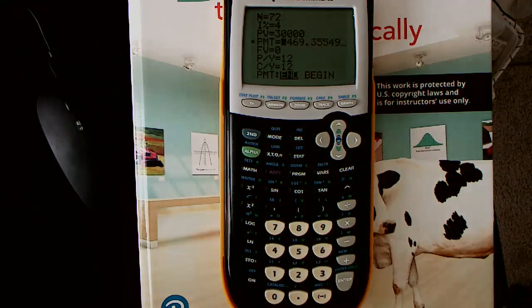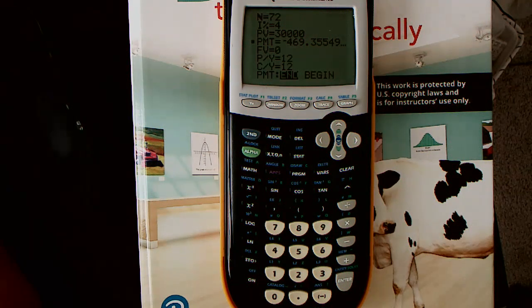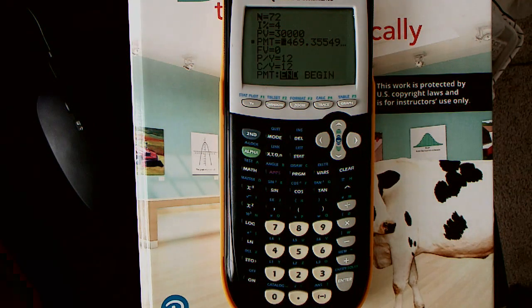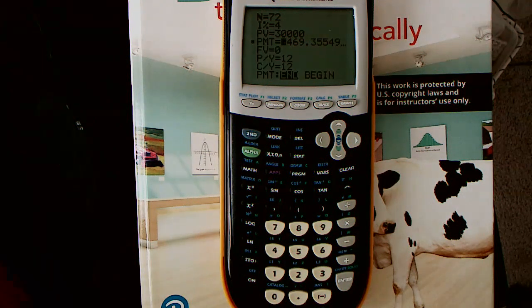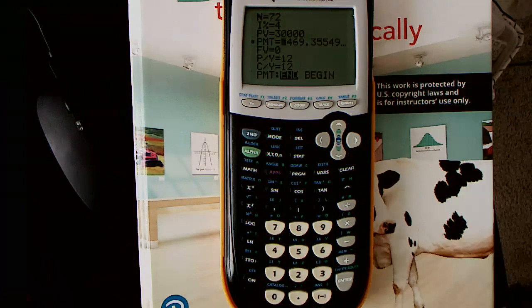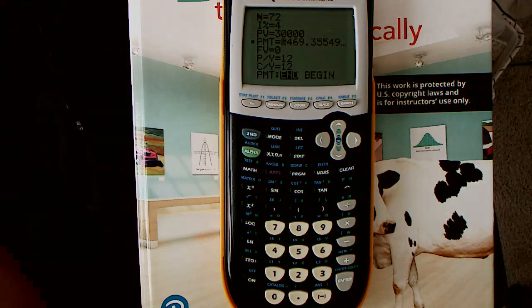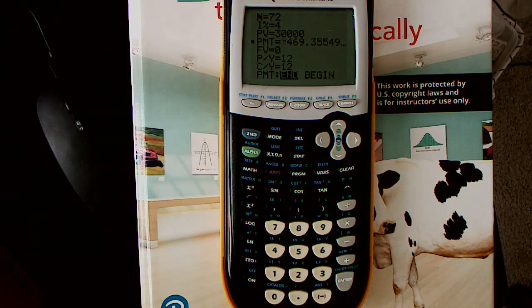As you can see how convenient it is, right? The monthly payment is $469.36. So let me write it down: $469.36. If you really want to use the formula, I cannot prevent you from doing that. I just want to make your job easier. Let's go back to the note.